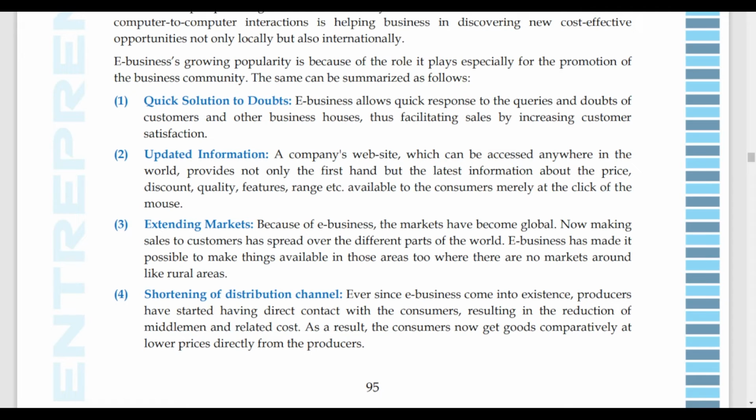Number 2. Updated information. A company's website, which can be accessed anywhere in the world, provides not only the first-hand but the latest information about the price, discount, quality, features, range, etc. available to the customers merely at the click of the mouse.